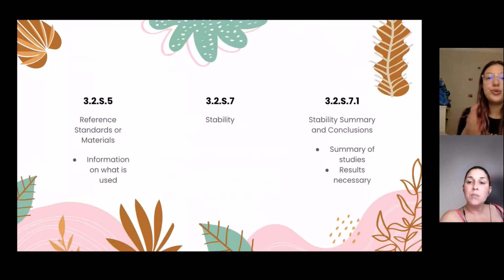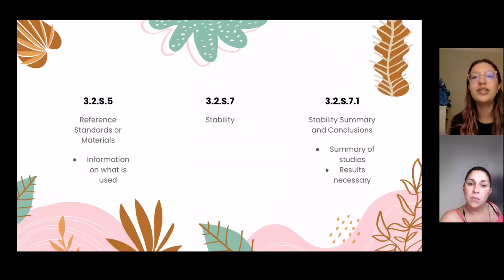So these are a little shorter parts of the dossier. There is 3.2.S.5, which is the reference standard or materials. This is just information on the reference standards or the reference materials that are being used for testing the drug substance. You have to provide this, yet again, because of the importance of stability, the manufacturer, and all of the things that were talked about in the first presentation.